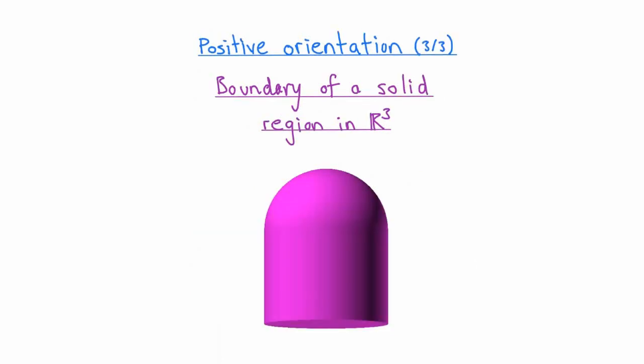Finally, let's talk about what it means for the boundary of a solid region in R3 to have the positive orientation. Keep in mind that the boundary of a solid region in R3 is a surface. So for example, in the picture here, you should think of this as a solid silo-shaped region in R3. The boundary of this region is then the outer purple piece that you see.